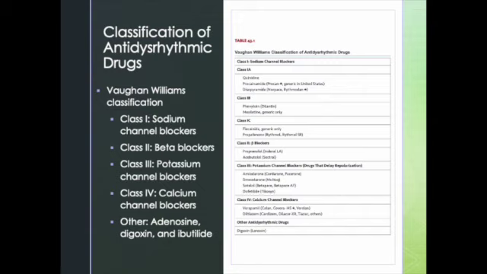So, class 1 are the sodium channel blockers. They are going to block cardiac sodium channels, and when this happens, these drugs will slow impulse conduction in the atria, the ventricles, and in the His-Purkinje system. Class 1 constitutes the largest group of the antidysrhythmic drugs that we have. And examples of that would be quinidine, Procan, and something you might be familiar with is Norpace, which is disopyramide.